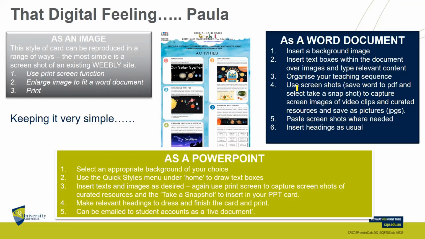And for those of you, take a screenshot of YouTube of a clip you want to use, paste it into a Word document, then save the Word document as a PDF, open your PDF, and using your take a snapshot tool in the edit menu, just use the square to select the area you want to copy and paste it into your digital card. Then you can add text around it. You can come up with your own number sequence and designs, a whole range of things you can do.